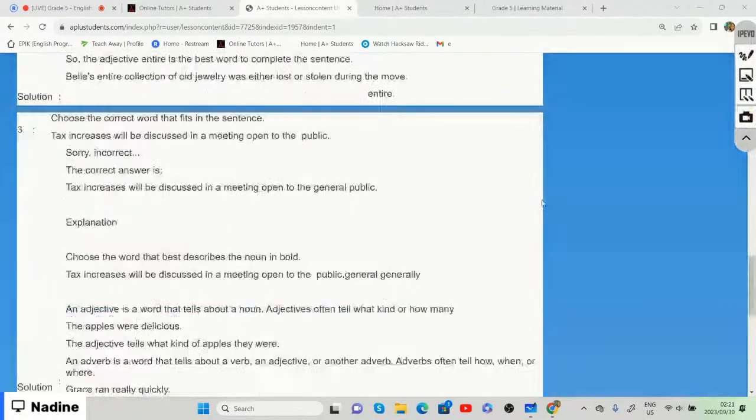Tax increases will be discussed in a meeting open to the public. So we now need to choose the word that best describes the noun in bold. Tax increases will be discussed in a meeting open to the public. Is it the general public or the generally public? Do we say the general public or generally public?